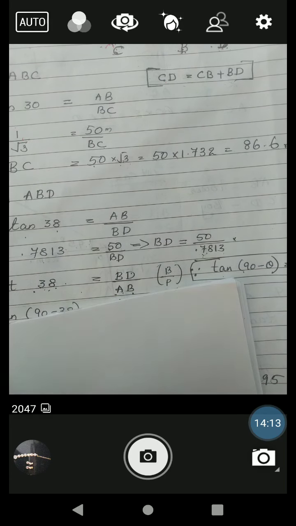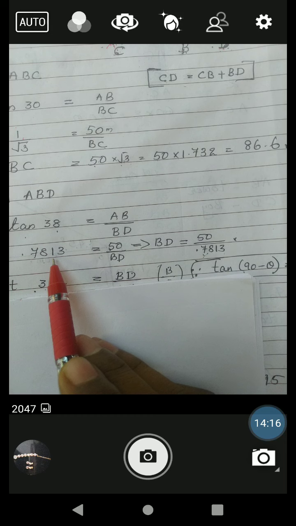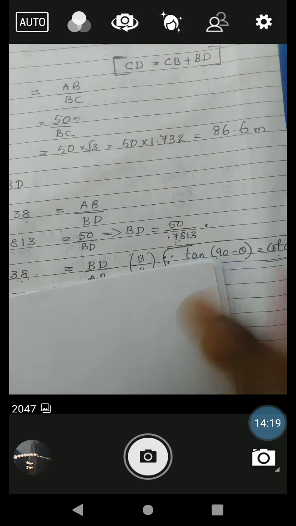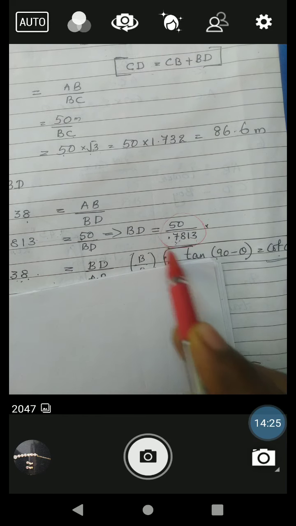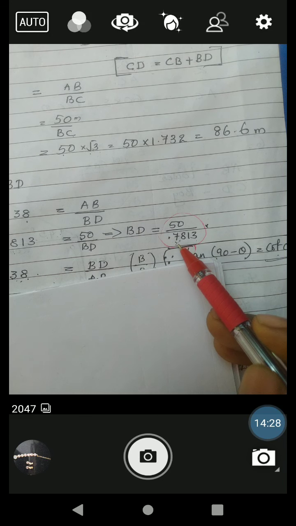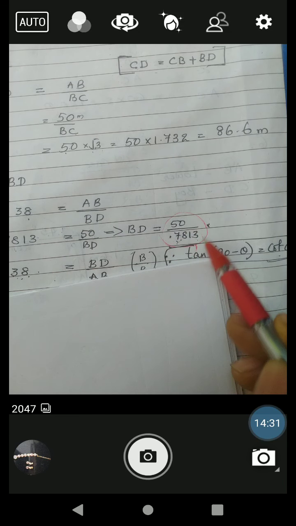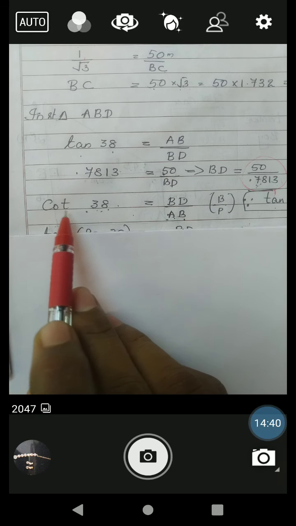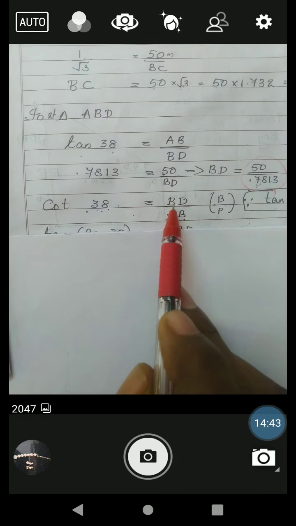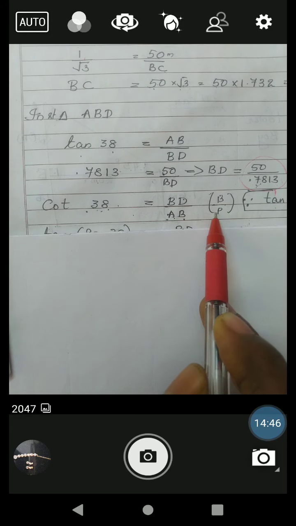In this case, it is difficult to find BD because, just look here, BD is equal to 50 by 0.7813. This simplification is difficult because division by a 4-digit number is difficult. So if you use cot 38, it is a little bit easier. Therefore, consider cot 38 is equal to base by perpendicular, and the value of cot 38 is not given in your class table. So you have to convert this cot 38 into tan.